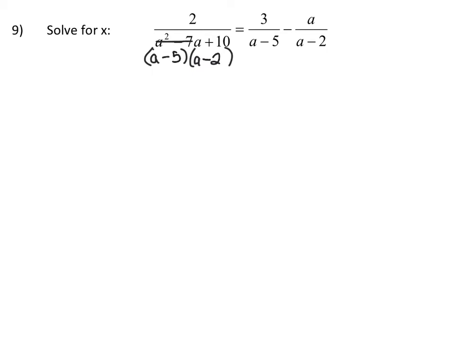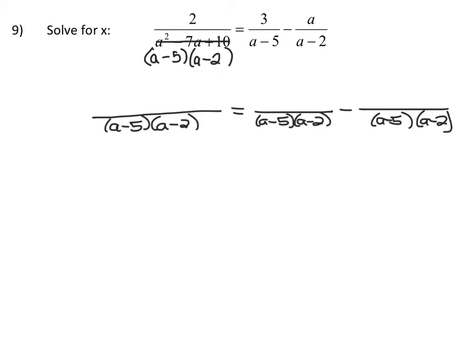All right, so I'm going to cross this off. We're going to use that now. Now, if we look at these denominators, this one contains the a minus 5, and this one contains the a minus 2, and there's nothing else in any of the denominators, so our common denominator is going to be a minus 5 times a minus 2.